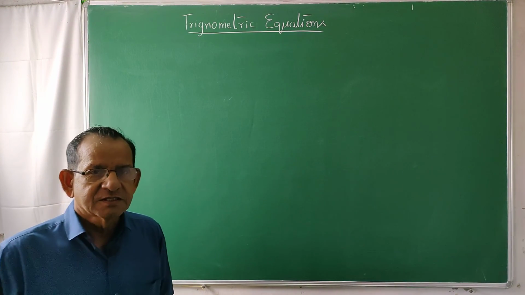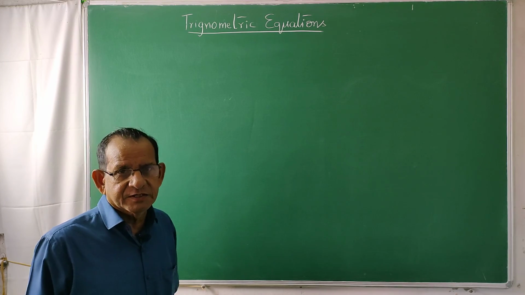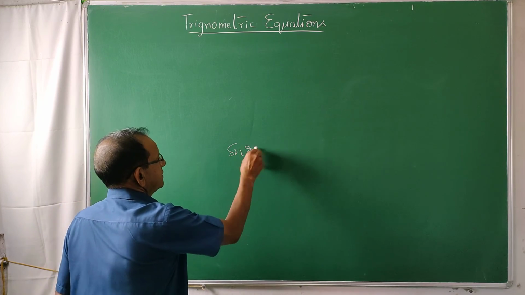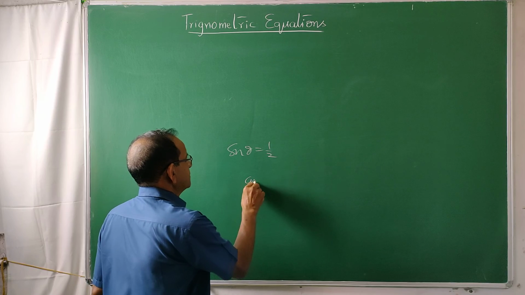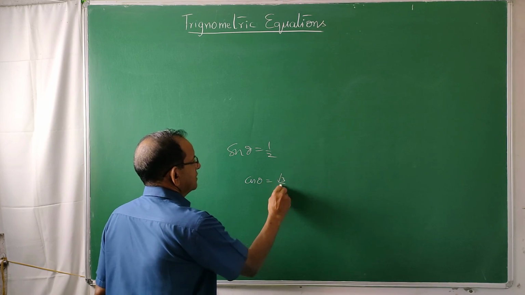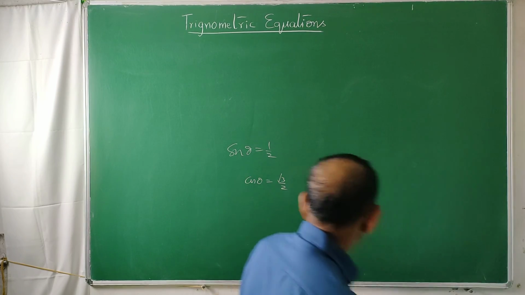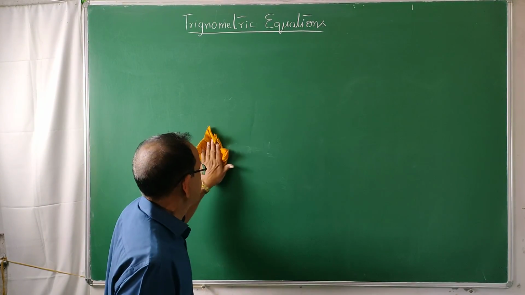Dear students, in this class I want to explain about trigonometric equations. Trigonometric equation means, suppose sin theta is equal to 1 by 2. This is a trigonometric equation. Cos theta is equal to root 3 by 2, something like this. Then you have to find out the values of theta. That is solving of trigonometric equations in this chapter.